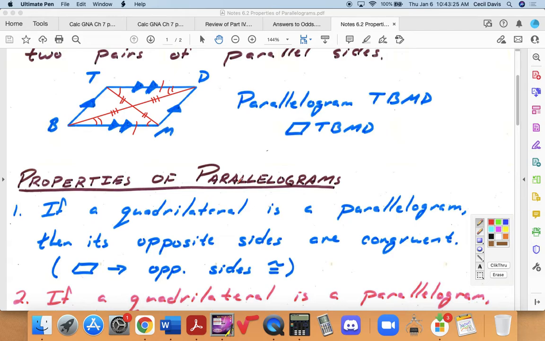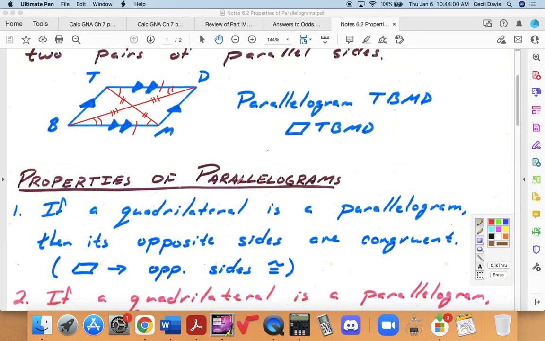Now, separate question. In this parallelogram, are the two diagonals, TM and BD, the same length? No. You'd be surprised at the number of people who try to tell me that they are. The diagonals aren't the same length in an ordinary parallelogram. Later when we get to the special parallelograms, we'll look at when they are the same. But which one is clearly longer than the other here? BD. BD is longer than TM because of the way that this leans.